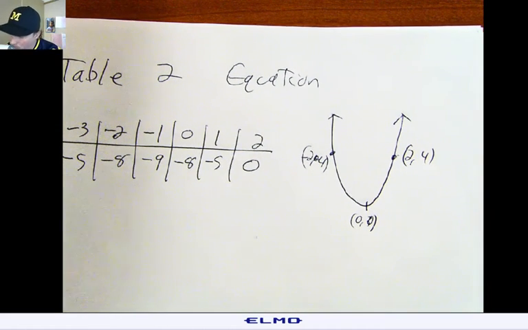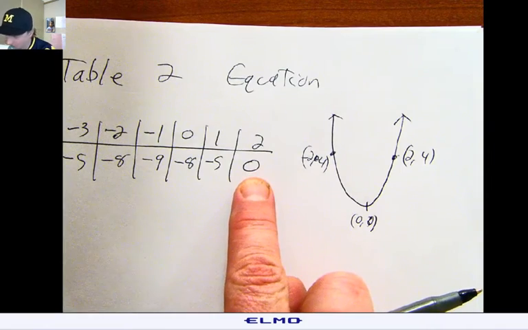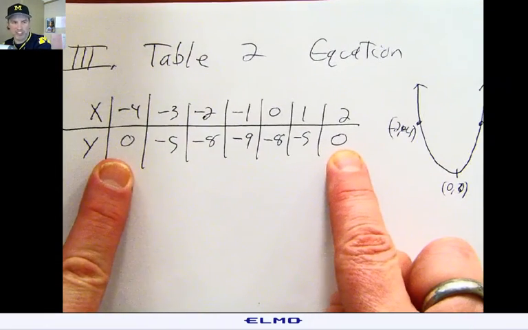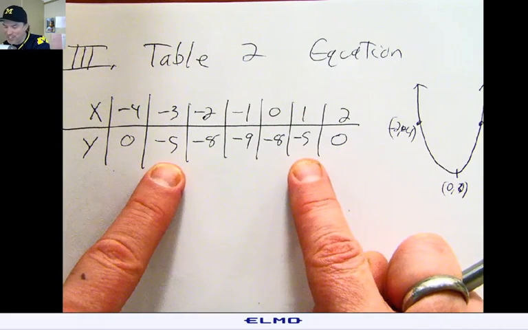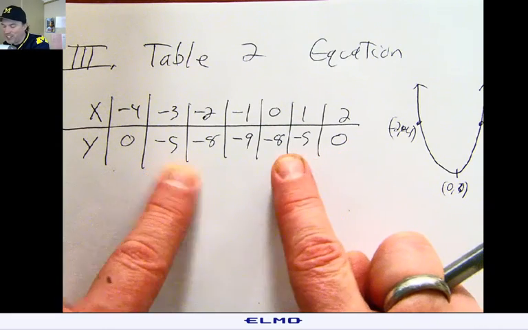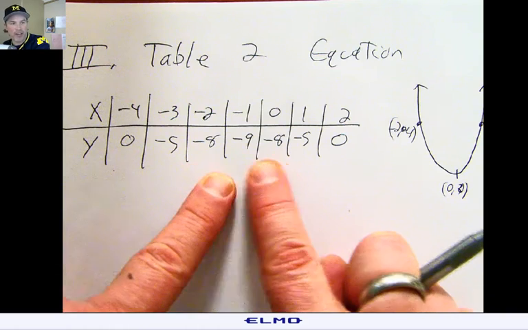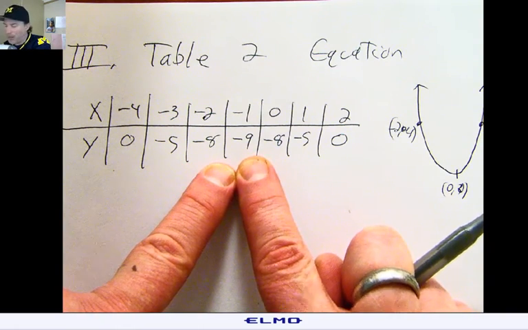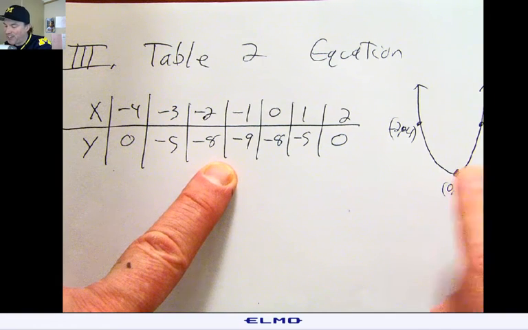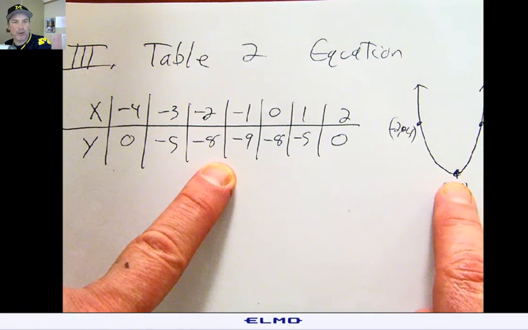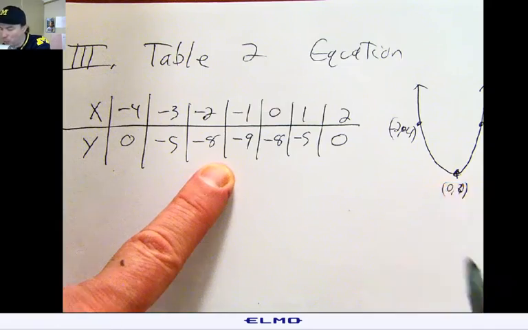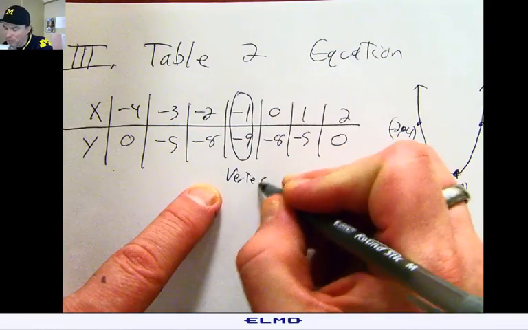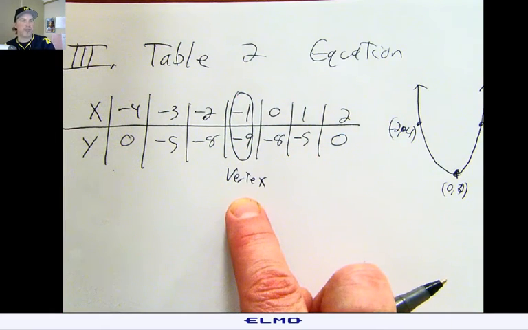So what I notice is these 2 points have the same y coordinate. Those two. And then these 2 points have the same y coordinate. Then these 2 points have the same y coordinate. And then it meets right here in the middle with this y coordinate that's all by itself. And that's kind of like the vertex. The vertex is the only point that does not have a matching y. So just by looking at this table, I'm able to determine that this point is the vertex.